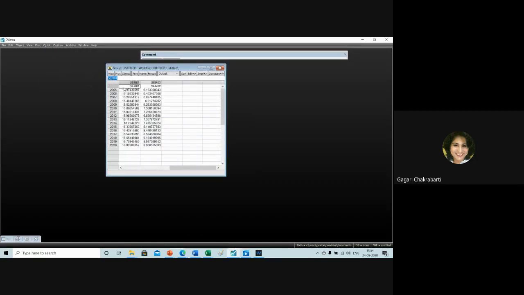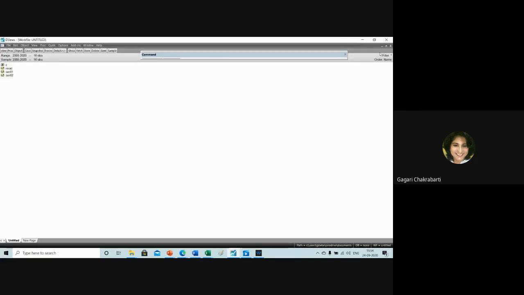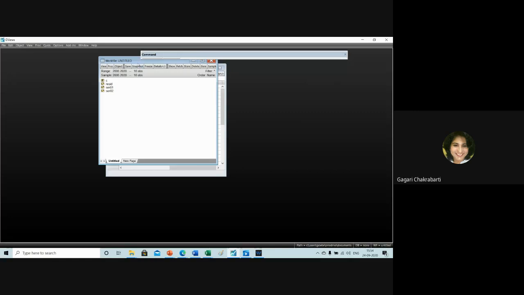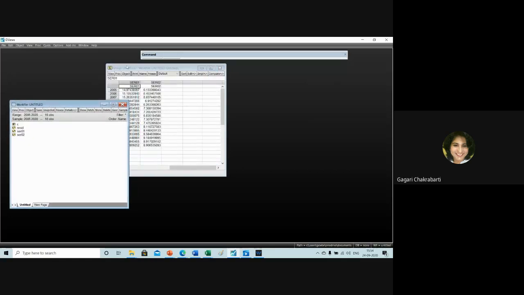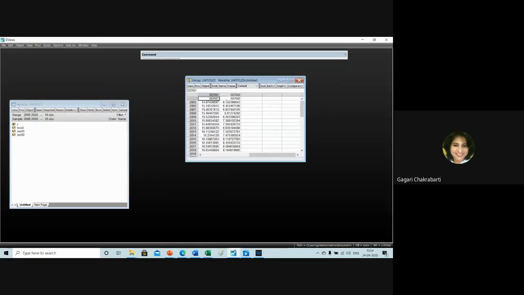Okay, so that's my data set, but you don't have the series names, so you will have to give them. So my first one is the GDP. I'm making the change here. GDP, it is a log GDP. Yes, and this is the Maruti stock. Now just close this.